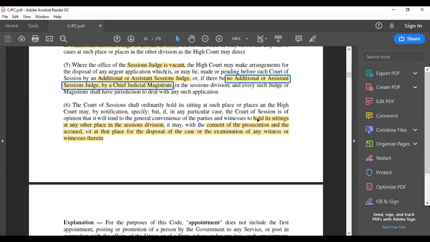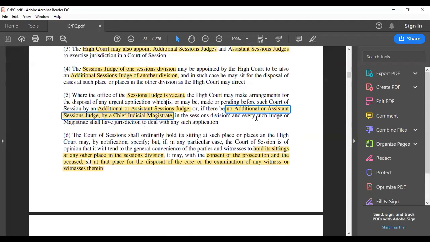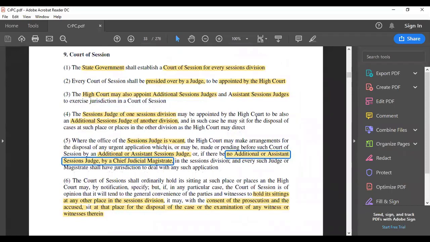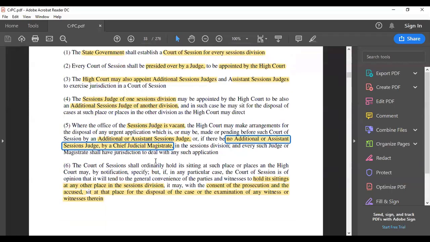Subsection 6 puts what we call the venue of trial. This is a very important subsection, but if you go through the most standard books of CrPC also, you won't find this section talked about in detail. However, this is a very practical and important subsection within court of session, because it talks about the venue of trial, and one important leading case law on section 9(6) is of the Kher Singh's case. So let us see what the section talks about.